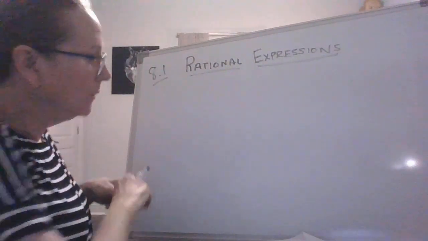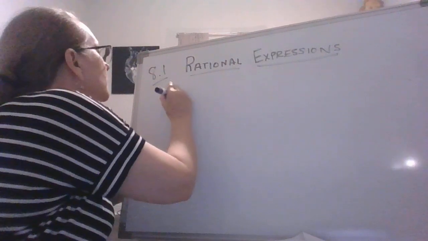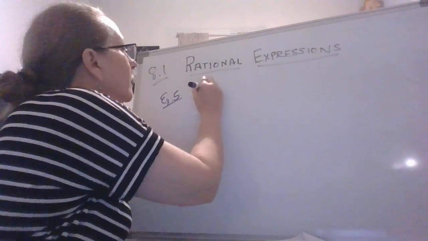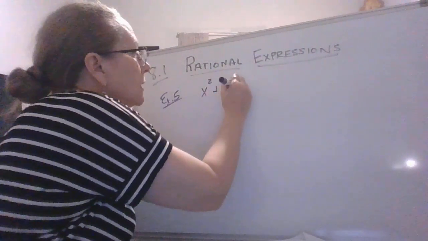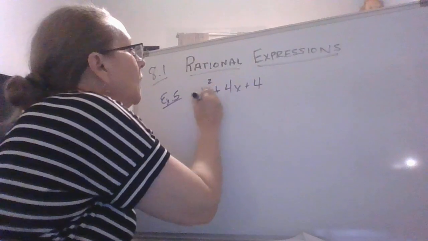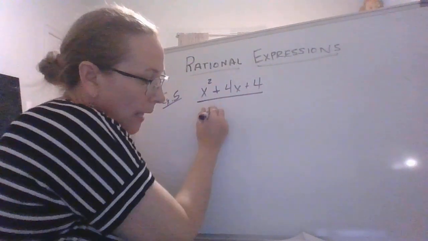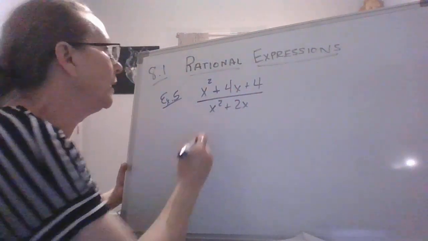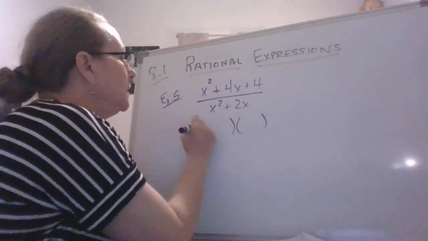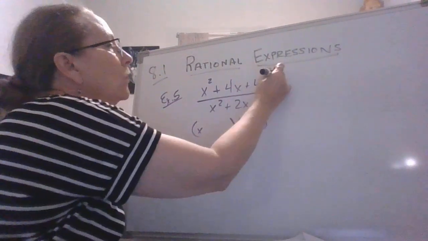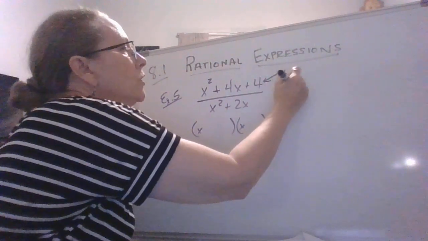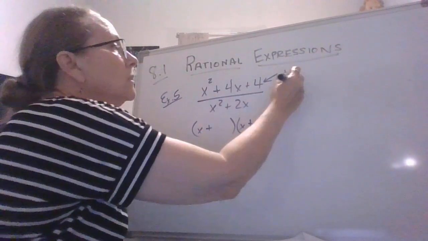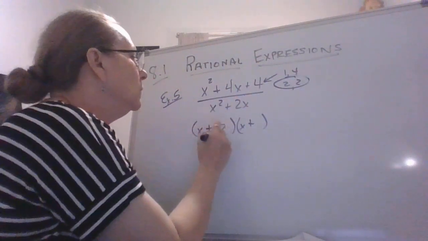All right, our next example, example 5. We've got x squared plus 4x plus 4 over x squared plus 2x. And factoring that one out, there are two sets of parentheses, x and x. Now we can either have 1 and 4 or 2 and 2, but we know these are the same sign, both positive, so it's got to be 2 and 2. That's what adds to 2.